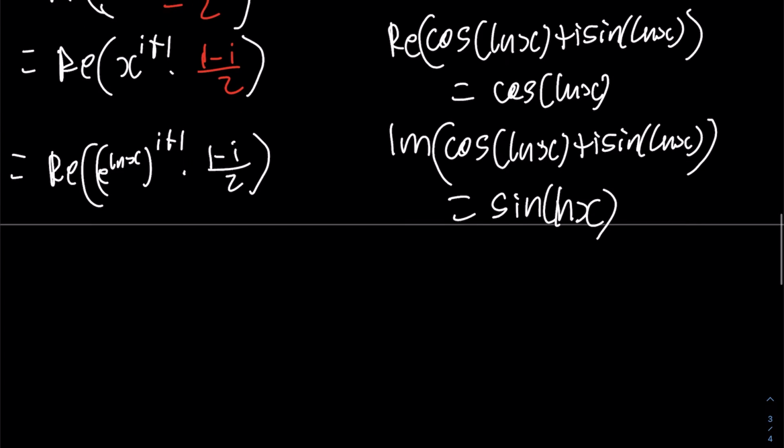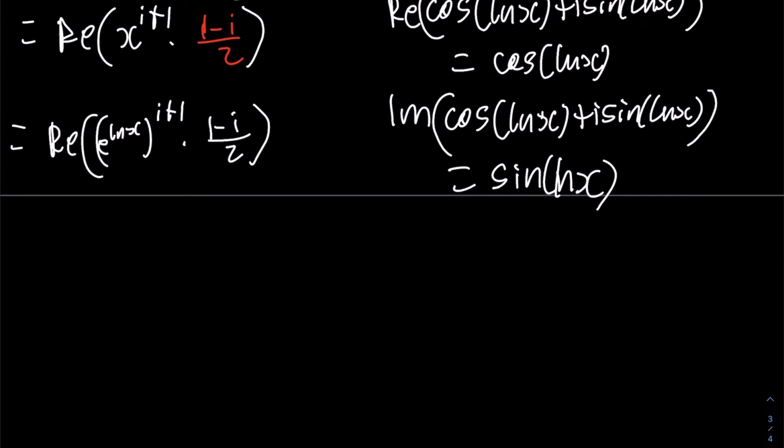Now, what we can also do is we can multiply the exponents once again using the same idea. This is the real part of, and then we have e to the ln x, and then what do we see? We have an ln x multiplied by i plus 1. So distribute the ln x to each term in this bracket. We have e to the ln x multiplied by i plus, and then ln x times 1 is ln x. And that's multiplied by 1 minus i over 2.